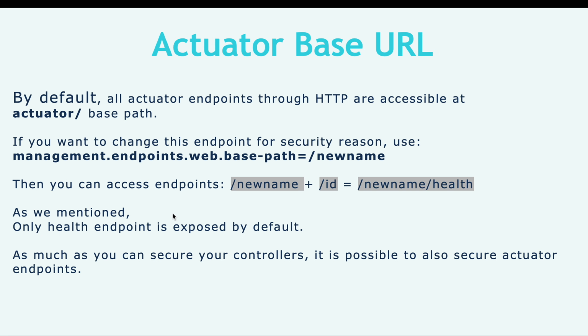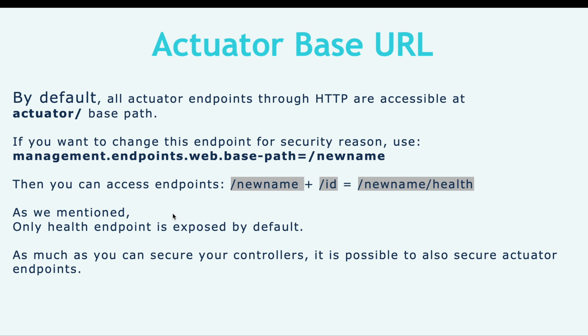So we saw that all endpoints are available through the base path /actuator, but there are cases where you would want to change it, maybe for security reasons. You don't want anyone to guess that your application is Spring. They can actually guess where the actuator endpoint is. So you can change it. And the way to change it, you say management.endpoints.web.base-path, you give your new name.